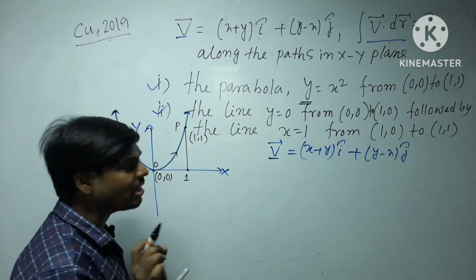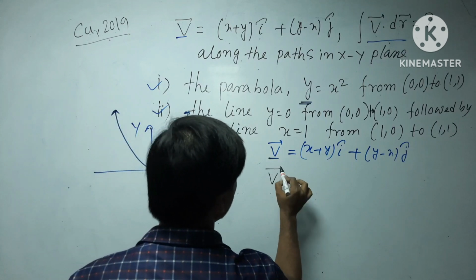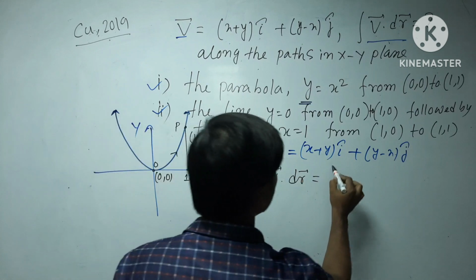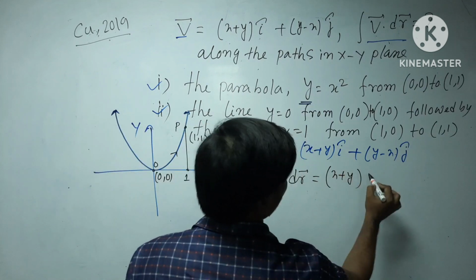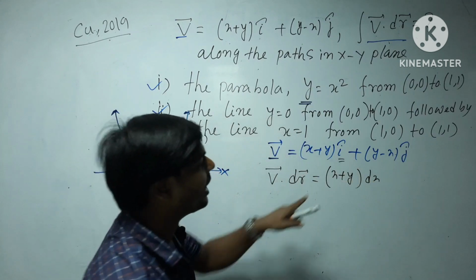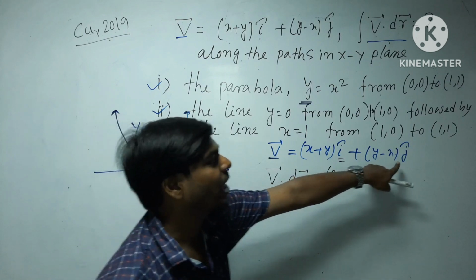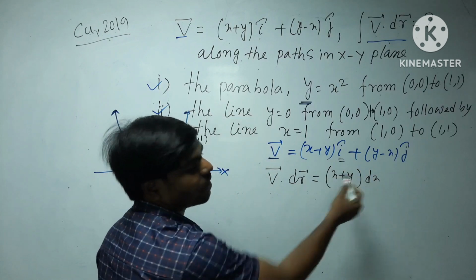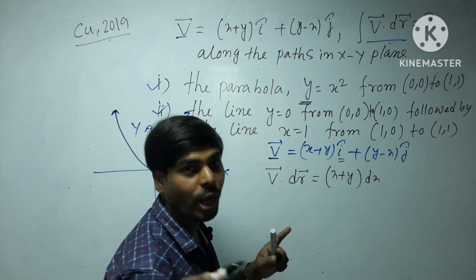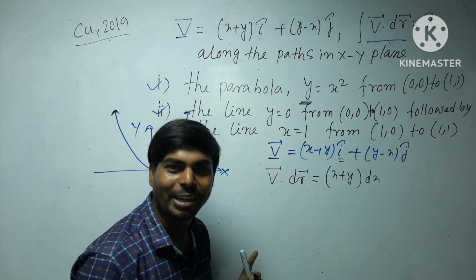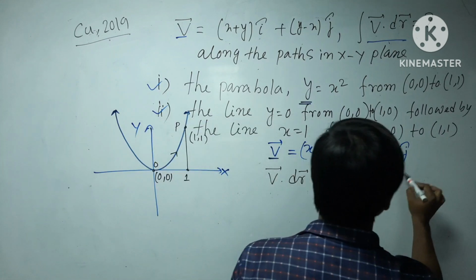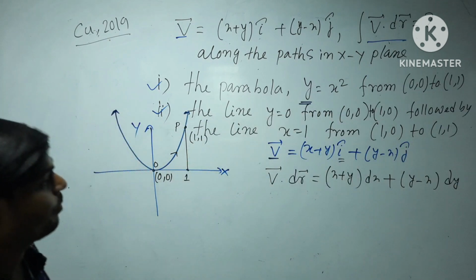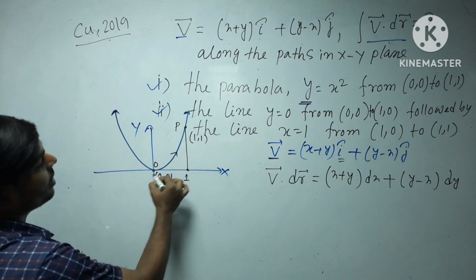It is also very easy. So what is the V dot dr? V dot dr, easy one, (x plus y) dx. Whatever you will find with i cap, this will be dx. Where is the j cap? This will be dy. So যেখানে তুমি i cap এর টার্ম তার সঙ্গে dx হবে, যেটা j cap এর টার্ম তার সঙ্গে dy হবে for line integration. Okay? So plus (y minus x) dy.